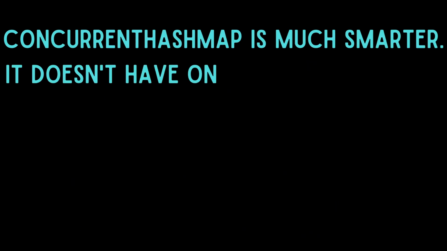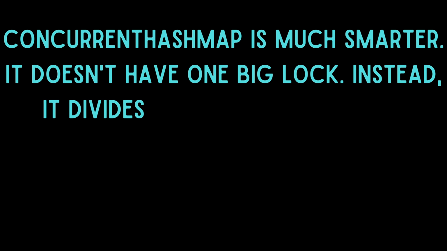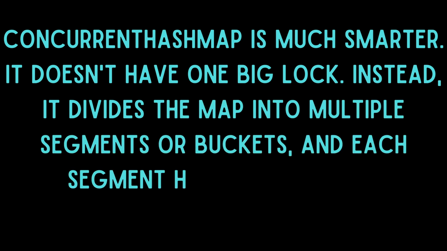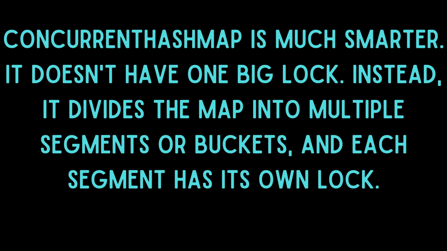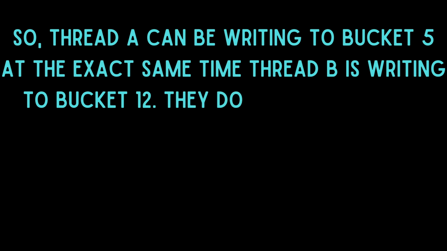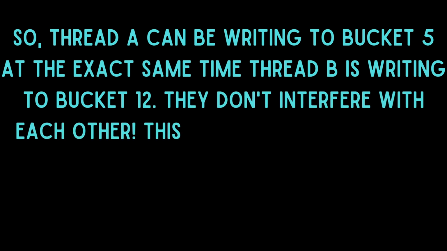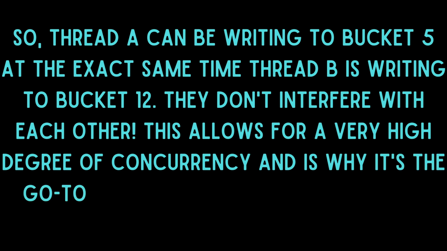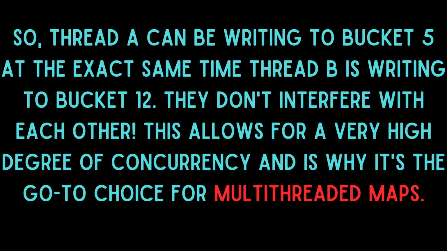Concurrent hash map is much smarter. It doesn't have one big lock. Instead, it divides the map into multiple segments or buckets, and each segment has its own lock. So thread A can be writing to bucket 5. At the exact same time, thread B is writing to bucket 12. They don't interfere with each other. This allows for a very high degree of concurrency and is why it's the go-to choice for multi-threaded maps.